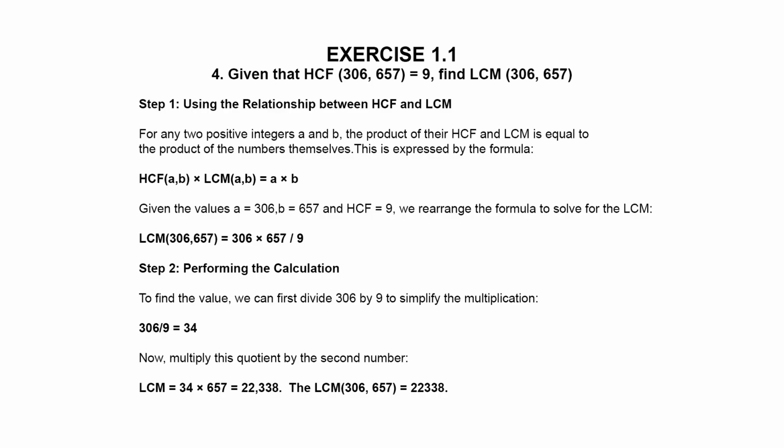Step 2. Performing the calculation. To find the value, we can first divide 306 by 9 to simplify the multiplication. 306 divided by 9 is equal to 34. Now, multiply this quotient by the second number. LCM is equal to 34 into 657, which is equal to 22,338. The LCM of 306 and 657 is 22338.